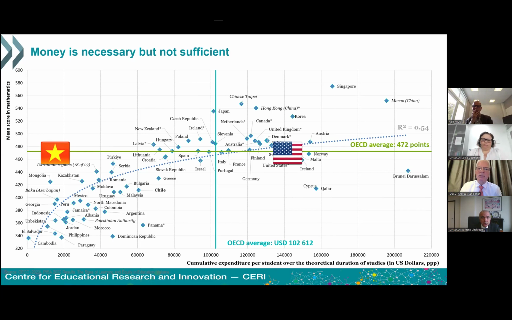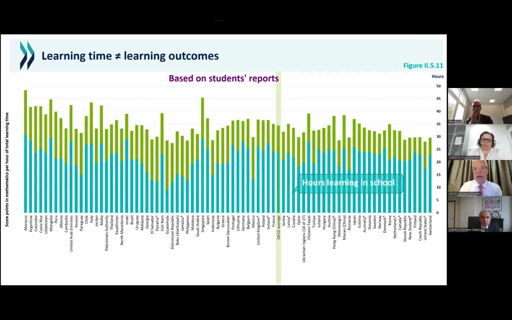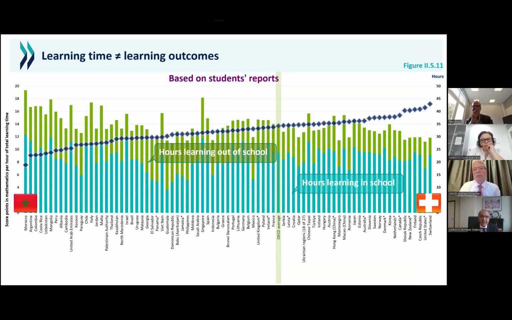You can see the same when you actually look at the volume of learning time. Here you can see the hours students spend learning in school and the hours they spend learning out of school. And you can see vast differences across countries. Now, Morocco, students learn close to 50 hours per week. In Switzerland, it's less than 30 hours. Now, but once again, when you look at productivity in education, you can see in Switzerland, students learn a lot in very little time. In Morocco, students spend a lot of time learning and learn actually quite little.